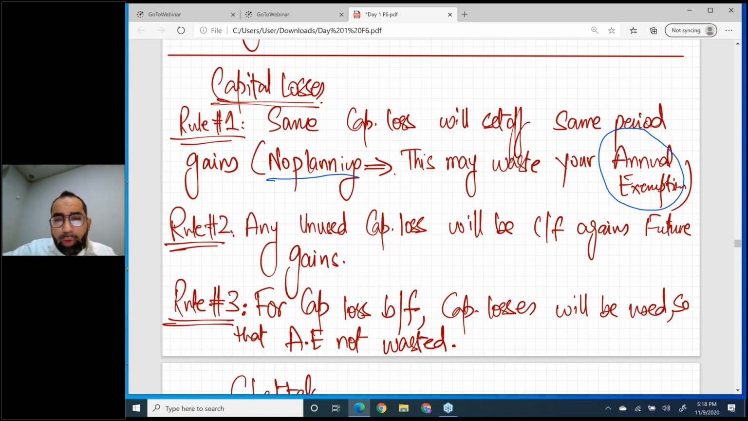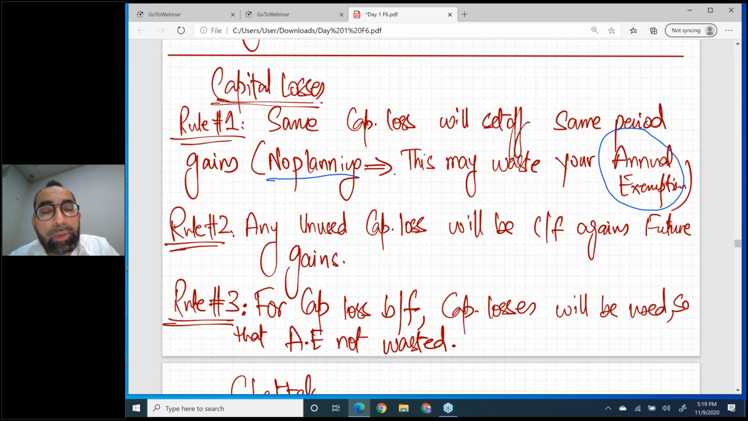Now, just think, you have a capital loss of 50,000 and capital gain of 30,000. They both will set off each other. Still you have an unused capital loss of 20,000. Now what you will do with this unused capital loss? You will carry it forward for the future, but strictly unused capital losses will set off future gains only, no other incomes, only gains, right?